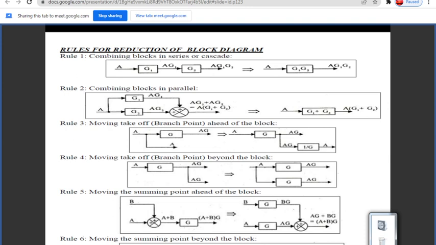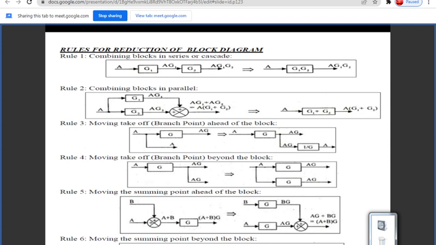So you can see in this slide there is rule number one, which is combining blocks in series or cascade. If the systems are connected in series, that is G1 and G2, and you want to combine those blocks, it will be combined by multiplication. You can see in the diagram. Next, rule number two, combining blocks in parallel. If there are blocks in parallel with a summing point as the connecting point, you can combine the blocks in parallel.